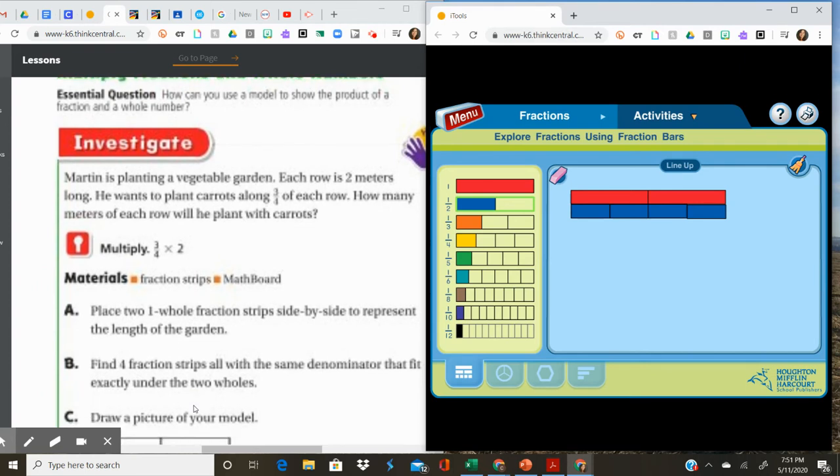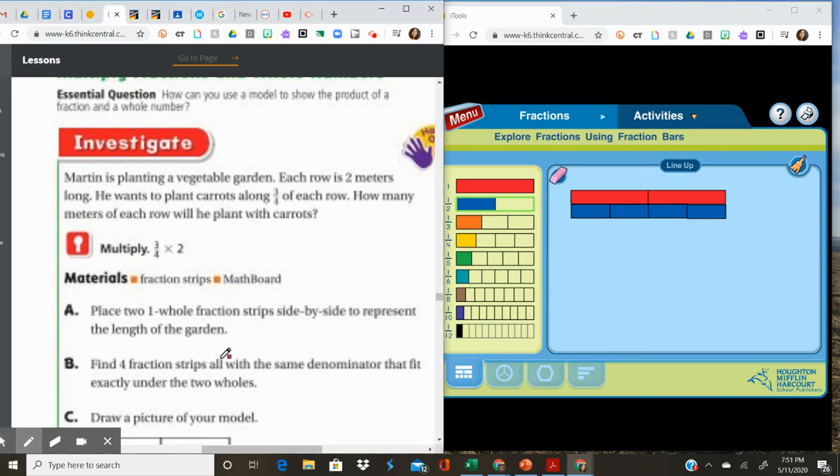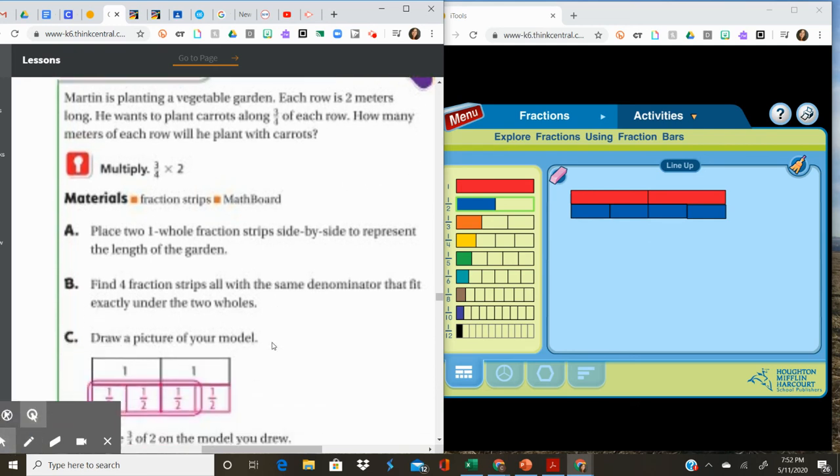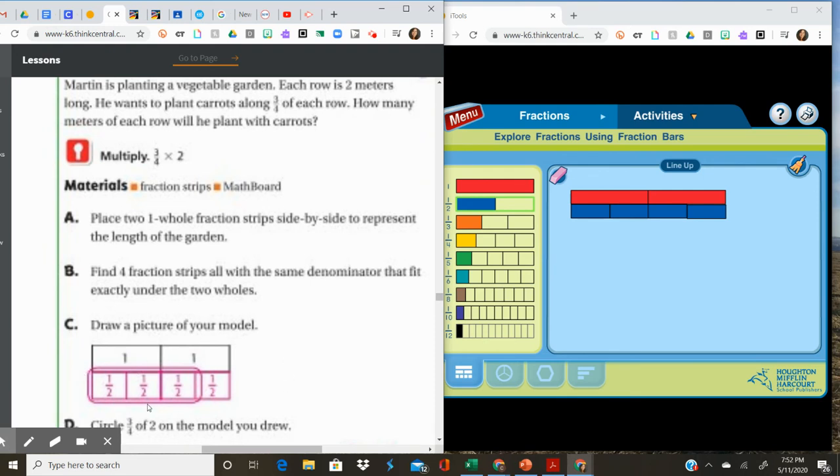Next, we want to draw a picture of our model. We're multiplying 3/4 times 2, so I really only need these 3. I'm going to go ahead and draw that. How do I draw on this? Oh, it's not letting me draw on here. Okay, so I can show you with my cursor. I'm just going to be talking about these 3 right here. That's 1, 2, 3 halves. So our picture down here, I'd say that our model looks very similar to here.